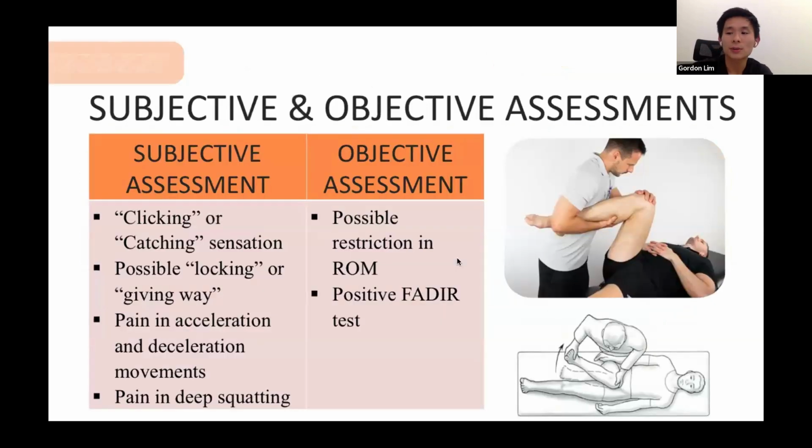So when it comes to physiotherapy assessments for FAI, we might find the following subjective and objective assessment. Firstly, subjective assessments for FAI may reveal maybe clicking or catching sensations, right? A possible complaint of locking or giving way, possible complaints of pain during acceleration and deceleration movements, as well as complaints of pain in deep squatting, climbing stairs, and prolonged sitting. Objective assessments may also reveal a reduction in range of motion of the hip, as well as a positive FADDIR, which stands for flexion, adduction, internal rotation test, as seen in the pictures over here.